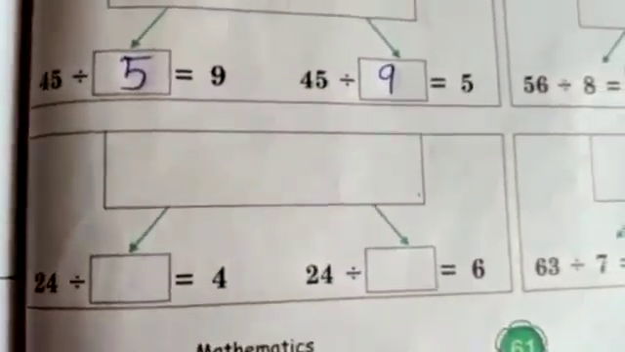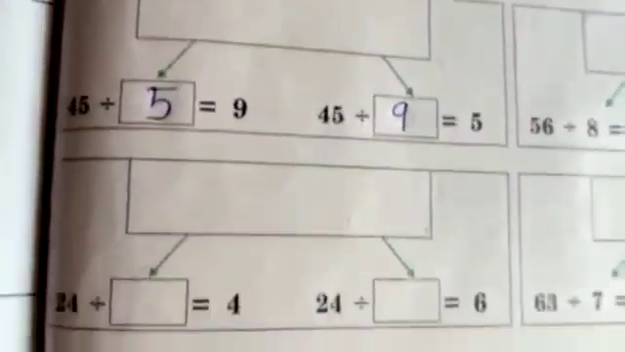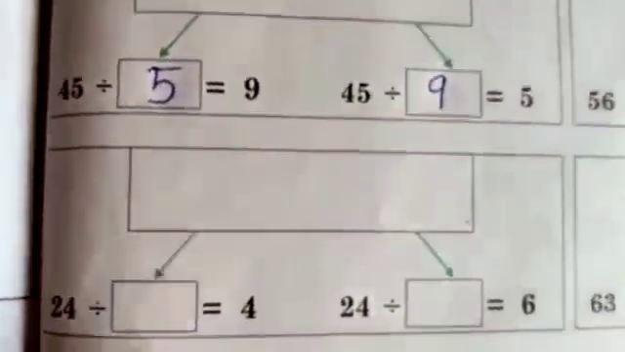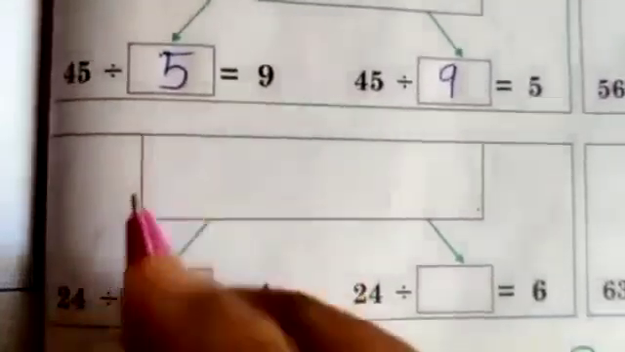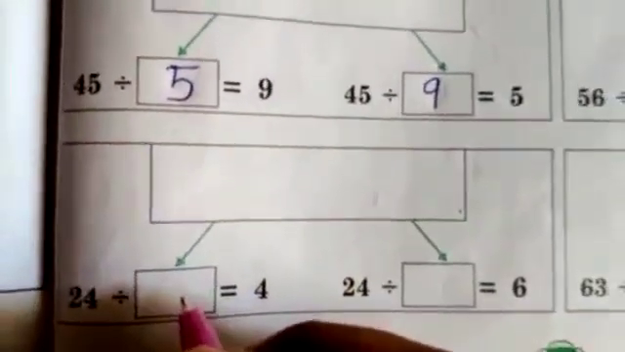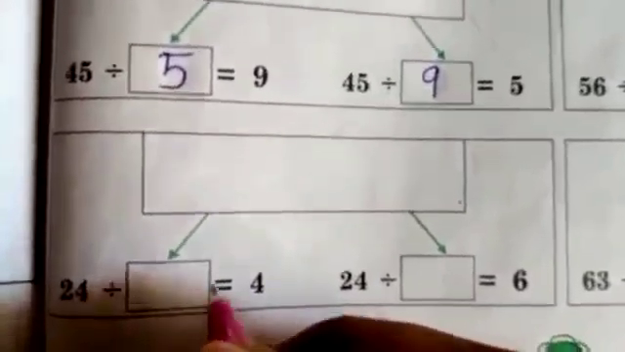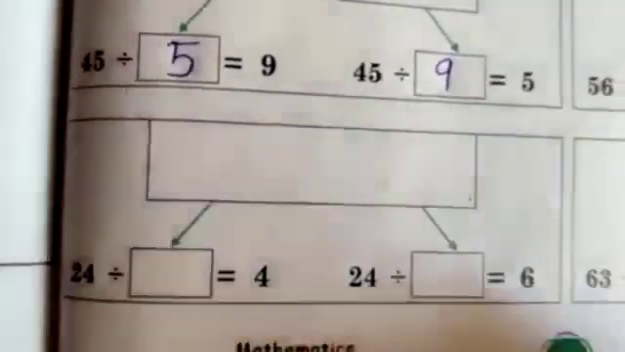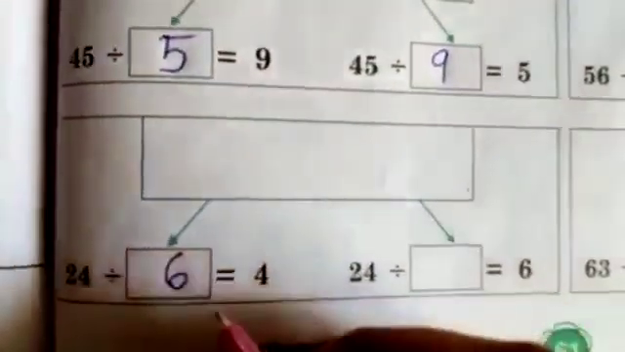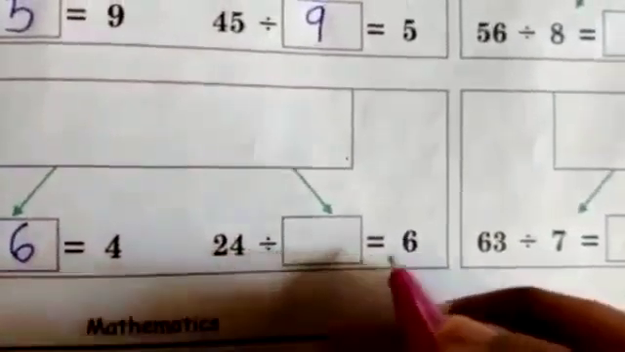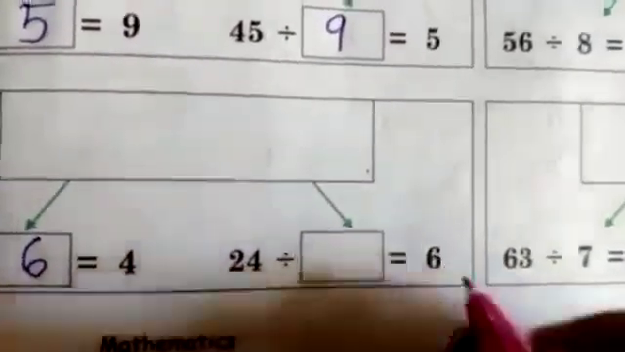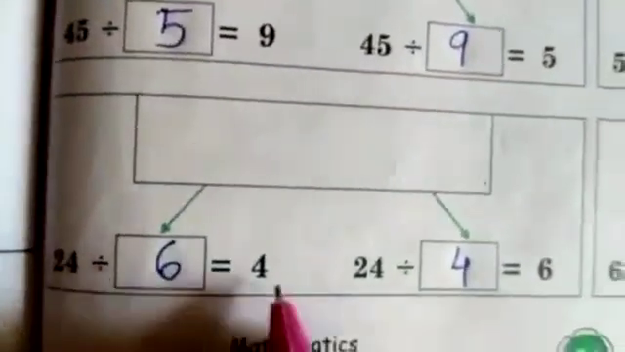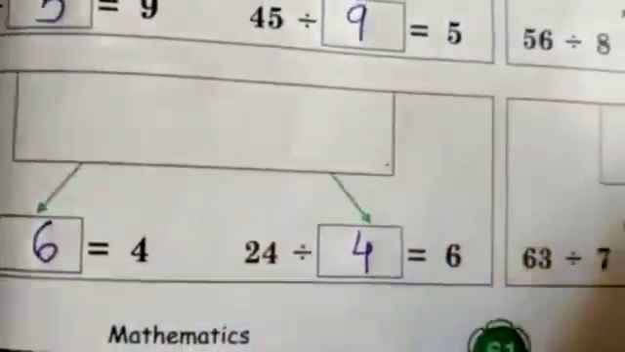Next one is 24 divided by dash, we have to find out the divisor, and the answer they have given is 4. So 24 divided by dash is equal to 4. Whether 24 is coming in 4's table. How many? 24 is 6. And here 24 divided by dash is equal to 6. So 24 is coming in 6's table. How many 4's? So 6 4s are 24, 4 6s are 24.